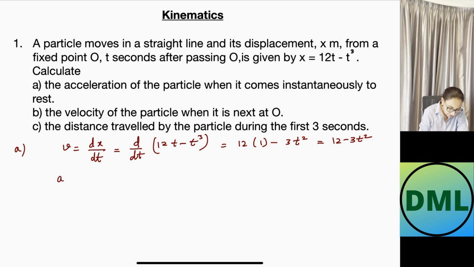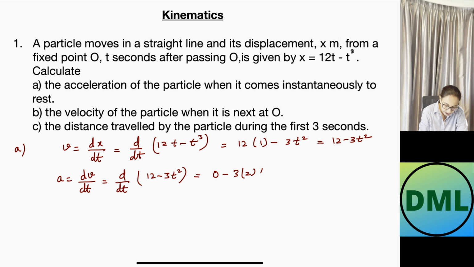My acceleration will be given as dv by dt, the differentiation of velocity. That will be written as d by dt of (12 - 3t^2). If I differentiate that, the differentiation of the constant term is 0, minus 3 is a constant, and the differentiation of t^2 is 2t. My answer is -6t.